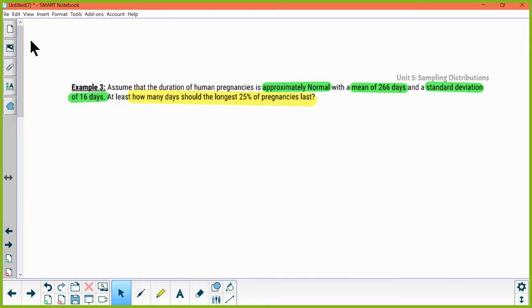Notice that they did not give me a value. They gave me a percent. They gave me a probability. They gave me an area. So this is going to flip things a little bit, and this is kind of just review of things you've learned before. I want to see, if I were to sketch this out, what is the sample mean that is the cutoff for the longest 25% of pregnancies? So I have an area, I want a value.